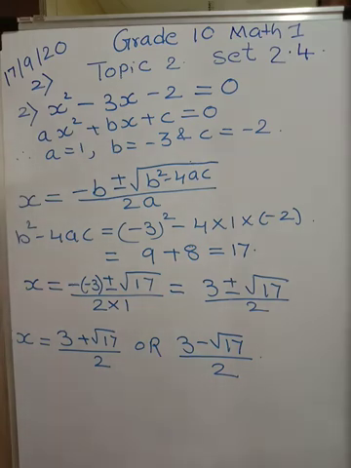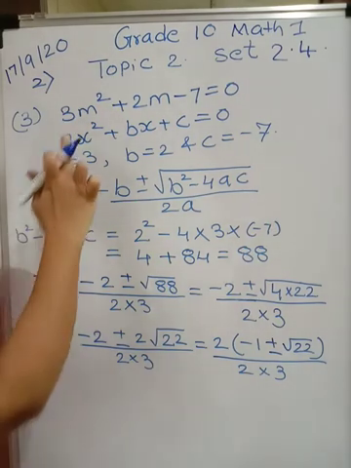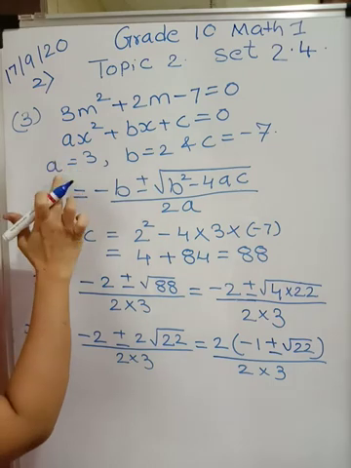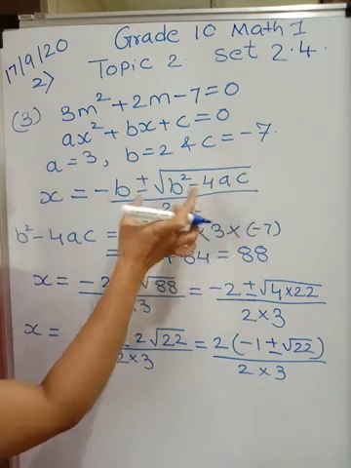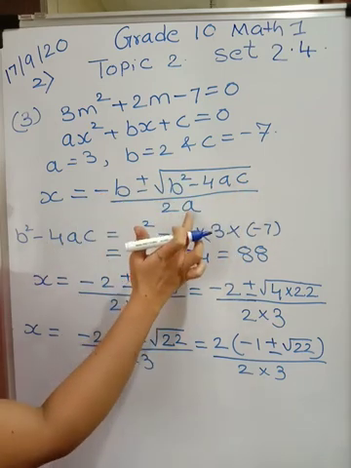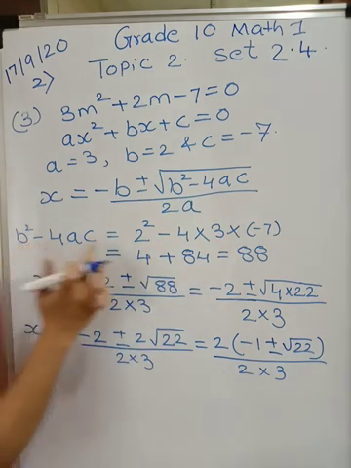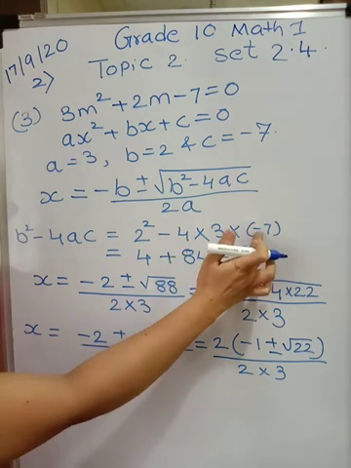Let's go for the next problem. Let's go for the third problem. Now see students, 3m square plus 2m minus 7 is equal to 0. Compare with the general form, you get a as 3, b as 2, c as minus 7. This is the formula: minus b plus or minus square root of b square minus 4ac upon 2a. Let's find first b square minus 4ac. What is b square? 2 square. Minus 4 into a is 3 into c is minus 7.